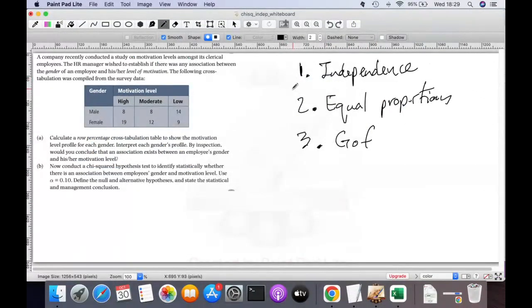So that's the test of independence, and that's what I'm going to cover right now. We'll look at these 2 later, but now let's just focus on the test of independence. Right.